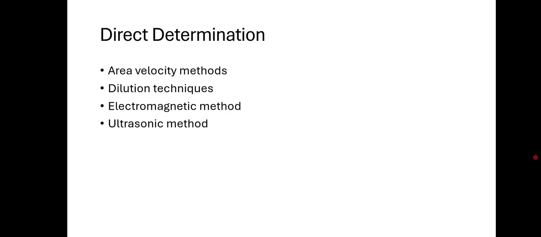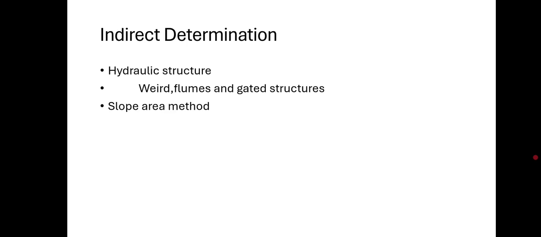Stream flow measurement techniques can be broadly classified into two categories, that is direct and indirect determination. Direct determination is further classified into four: area velocity method, dilution techniques, electromagnetic methods, and ultrasonic method. Indirect determination is further classified into two: hydraulic structures such as weirs, flumes, and gated structures, and the slope area method. First, calculation of discharge or flow rate in a river or stream.